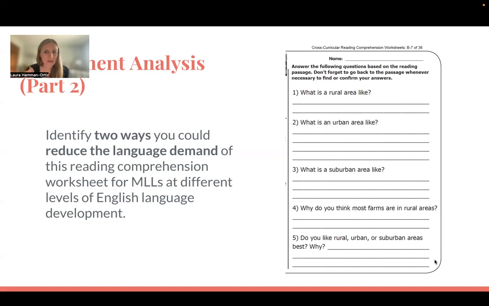So we have what is a rural area like, what is an urban area like, what is a suburban area like, and then a few other questions about their own thinking and what they like. So what are some other ways I could still have students engage with these questions, but reduce the language demand? Go ahead and pause it now if you want to think about it. If you'd like to move forward, we'll move forward in just a moment.